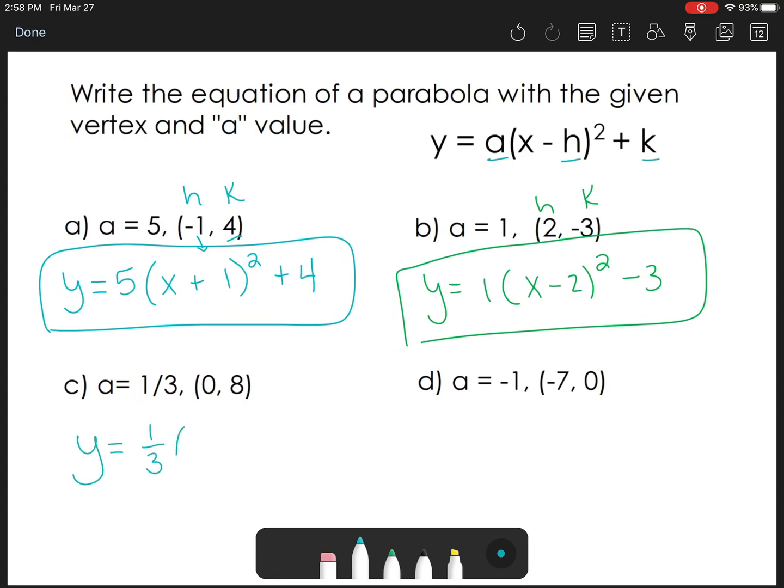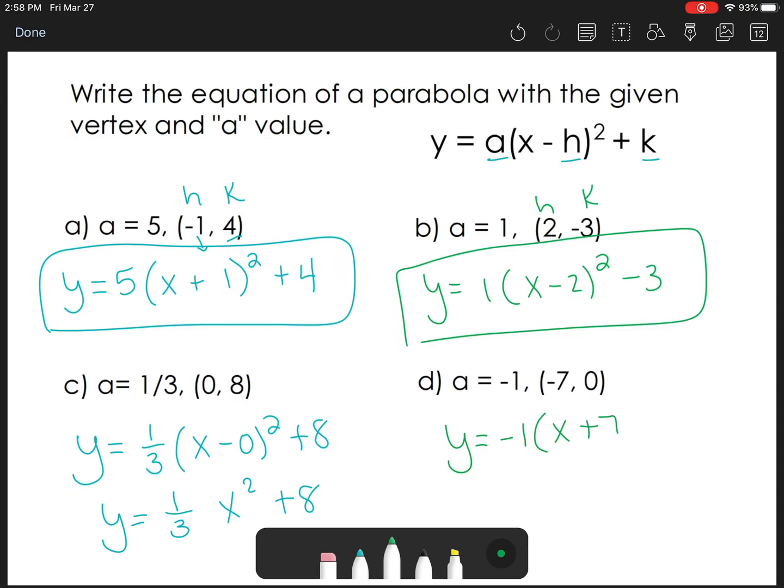For letter C, you should get y equals 1/3 times x minus 0 squared plus 8, which you could also have written as y equals 1/3 times x squared plus 8, because x minus 0 is just x. And then for letter D, you should have gotten y equals -1 times x plus 7 squared. And then you don't need to add 0 at the end because that wouldn't change anything.